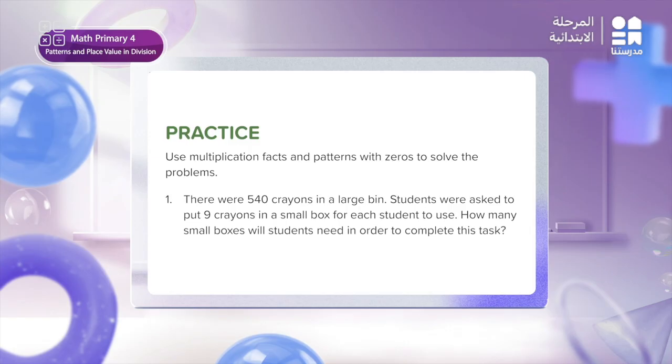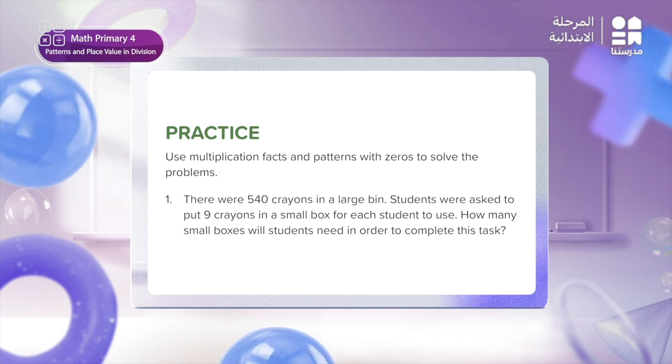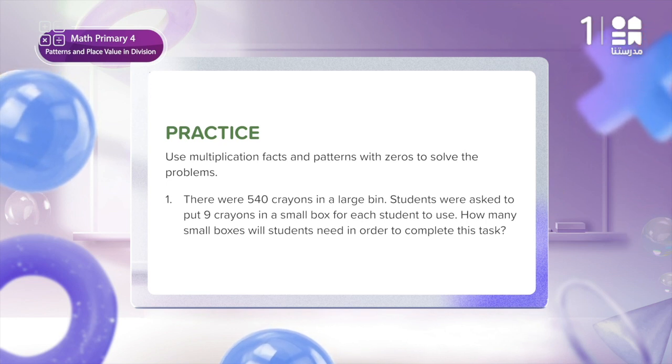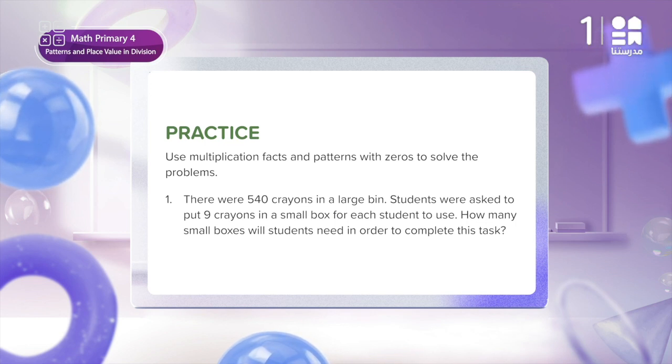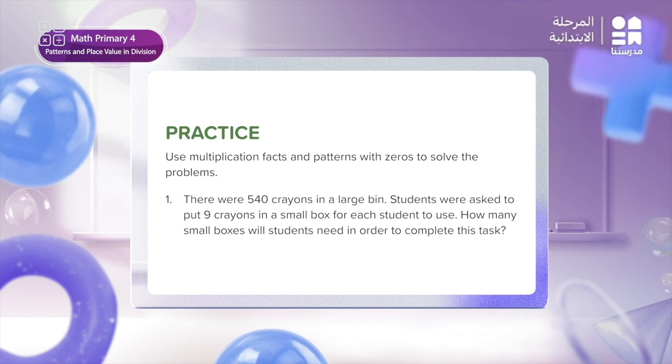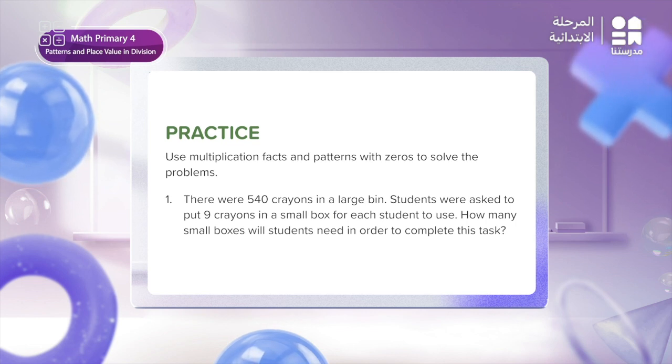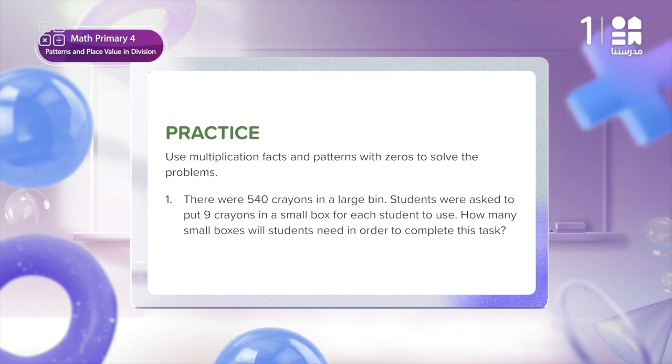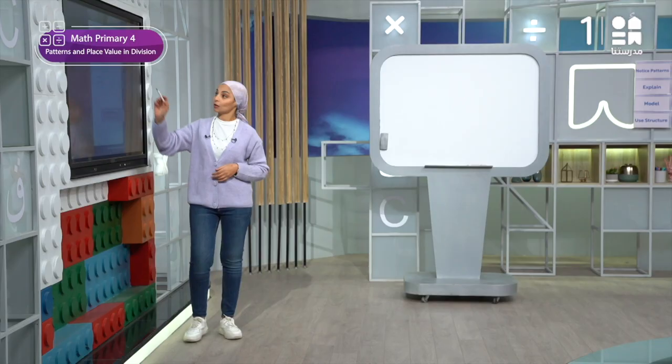Here in the practice part, problem number 1 بتقول لي إيه؟ Here I have 540 crayons in a large bin. Students were asked to put 9 crayons in small box for each student to use. طيب السؤال بيقول لي إيه؟ عايز يعرف how many small boxes will the students need in order to complete this task. عايز يعرف هيبقى عندي كام small boxes. From the problem we'll understand that we are asked بيسألني to divide ال 540 crayons كل ال crayons into groups of 9. تعالوا نعملها كده.